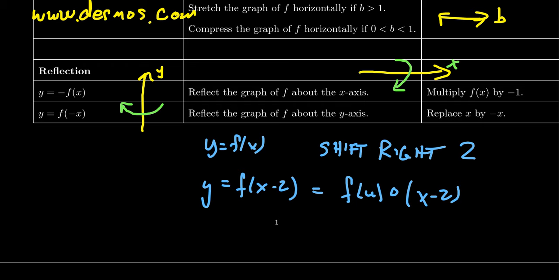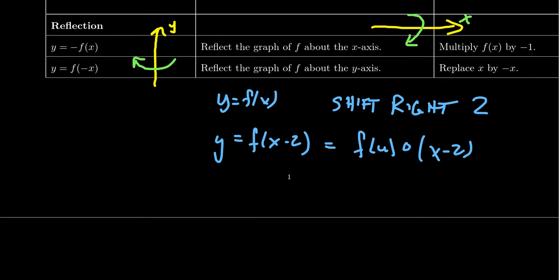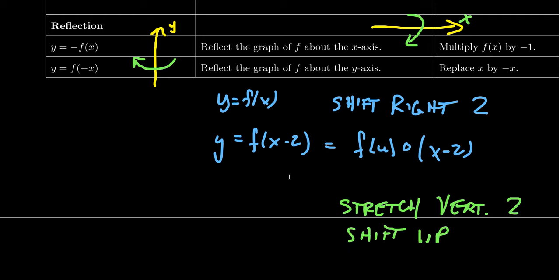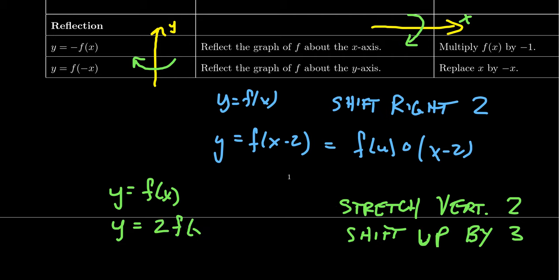On the other hand, let's say that we want to do something a little bit more complicated. We want to stretch vertically by a factor of 2, and then shift up by a factor of, let's say, 3 this time. What happens with your function? You start off with y equals f of x. If you do this in stages, the first thing is to stretch it by a factor of 2, so we take 2 times f of x. And then if you want to shift it up by 3, you add 3 like that.